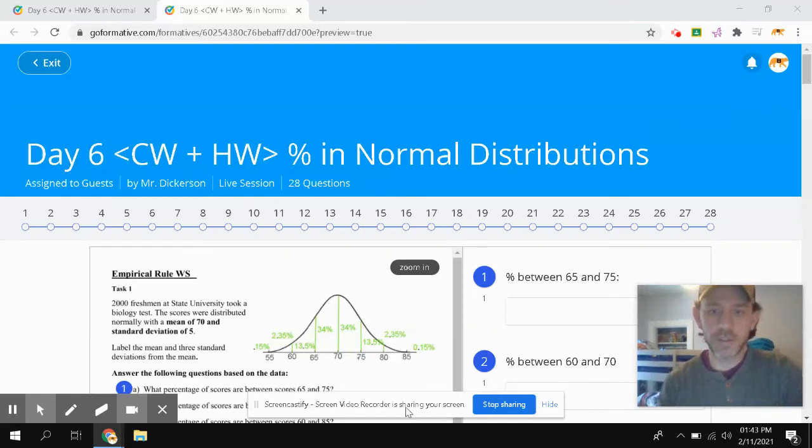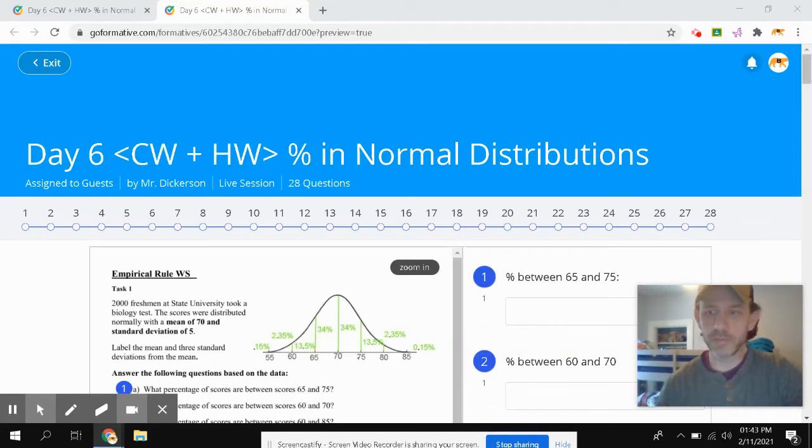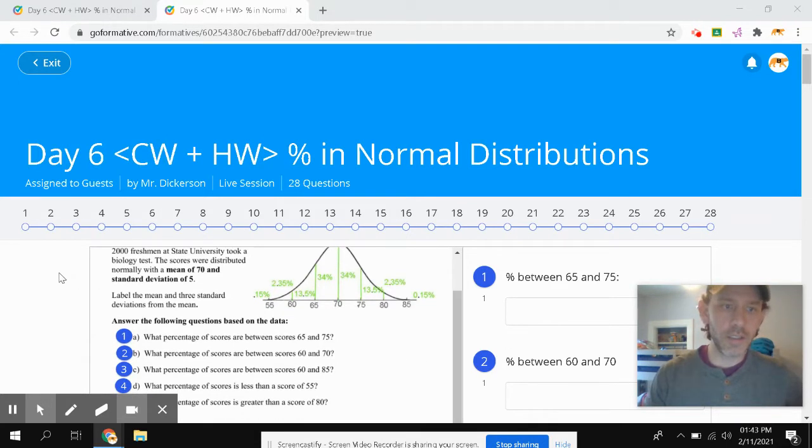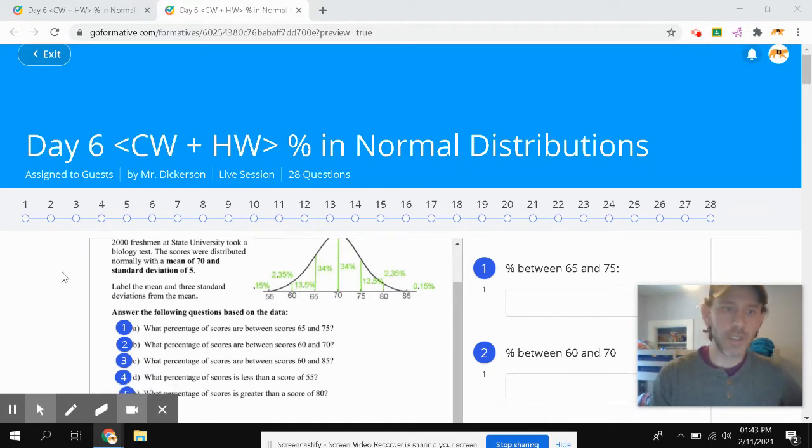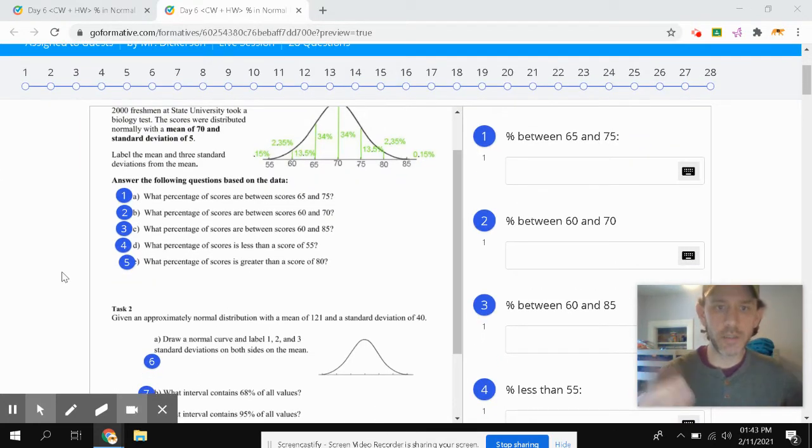Hey crew, coming to you from my boys' bedroom, and we're going to go over a couple problems here, trying to figure out the best way to get the percentage of a data point that's in a normal distribution. All right, and we learned already how to do this using this 68, 95, 99.7 rule.